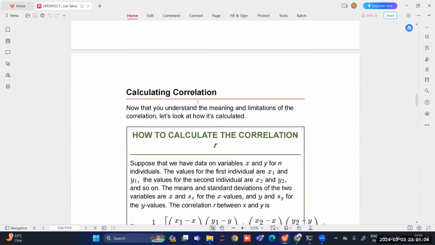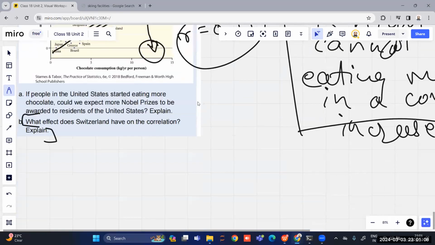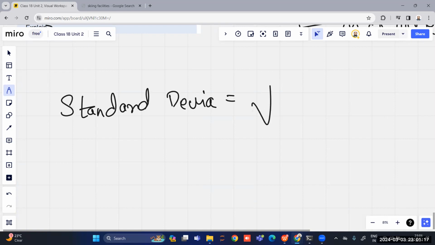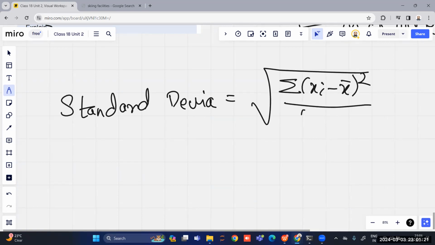So now on to the next, calculating correlations. This is one more thing. You know how to calculate standard deviation. It is the square root of the summation of (xi minus x bar) whole square upon n minus 1. Yes or no? That's the thing. So now there's a formula.